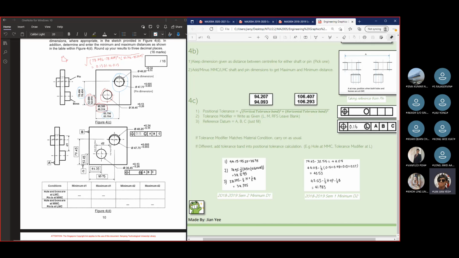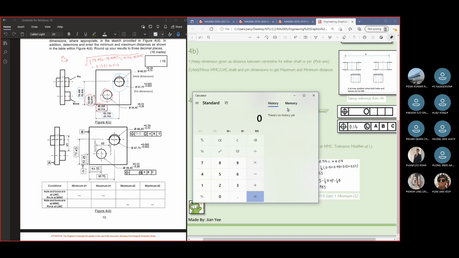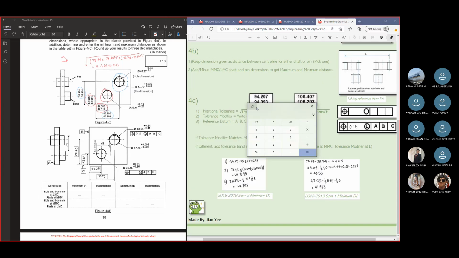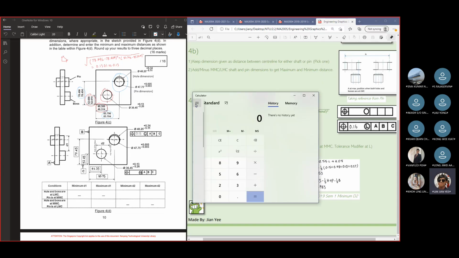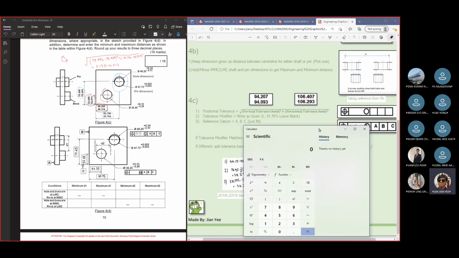Let me take a calculator, a scientific calculator. Okay. So then you get 0.13.